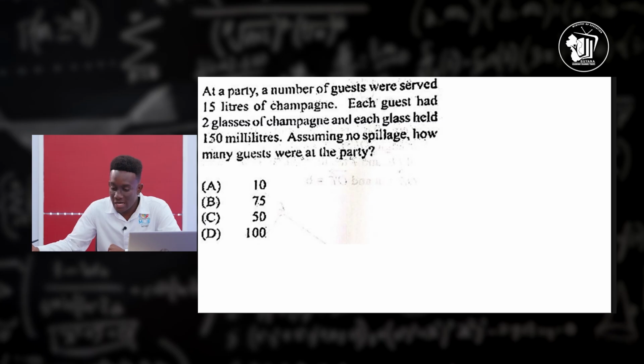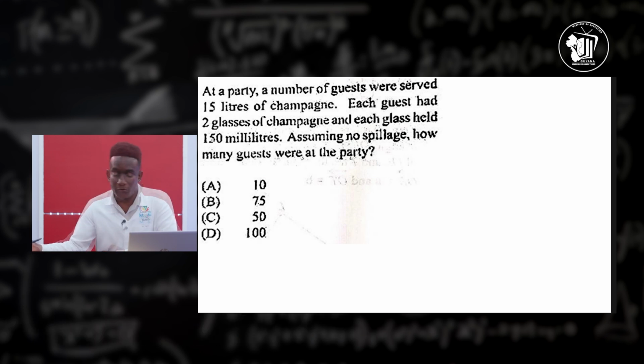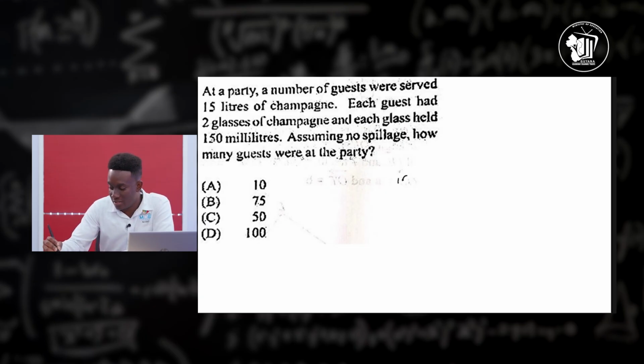So this one says, at a party, a number of guests were served 15 liters of champagne. Each guest had 2 glasses of champagne, and each glass held 150 milliliters. Assuming no spillage, how many guests were at the party? So first of all, let's find how much champagne we had in total. Let's make sure all the units are the same. We have 15 liters, so let's see how many milliliters this would be.